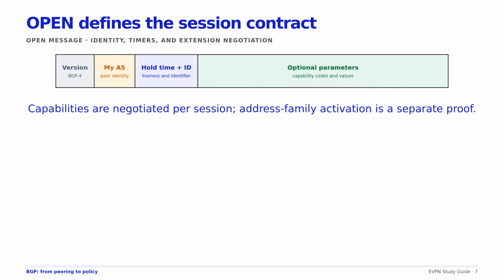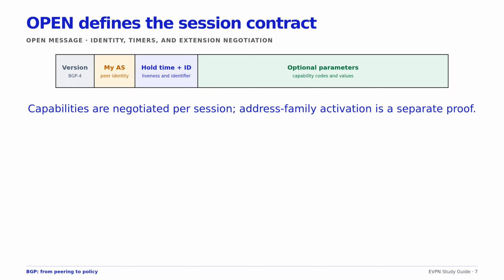The open message establishes who is speaking and which extensions are available. Its base fields include the BGP version, the sender's autonomous system value, hold time, BGP identifier, and optional parameters. The capabilities mechanism inside those parameters lets peers advertise support for features such as multi-protocol address families, route refresh, 4-octet autonomous system numbers, and add path.